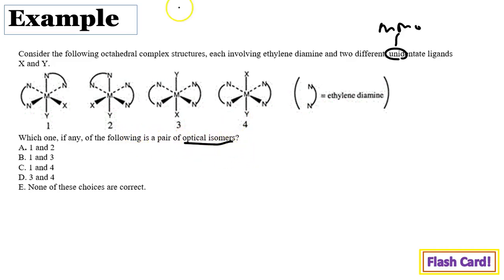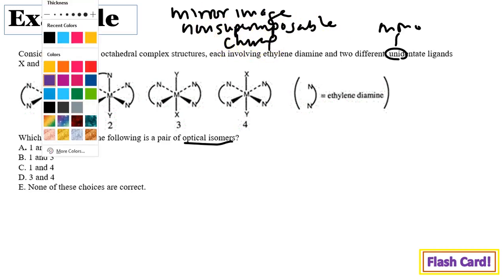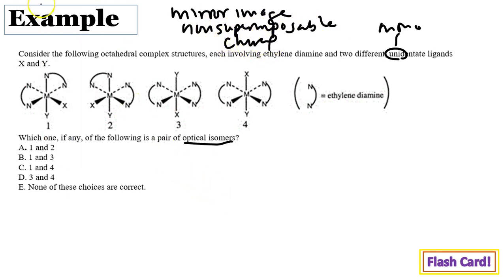So for optical isomers, we know that we have to have that mirror image that is going to be non-superimposable, and we know things have to be chiral or asymmetric. So what we can do is go ahead and look at our answer choices. We have A through D, and then we have none of these choices are correct.